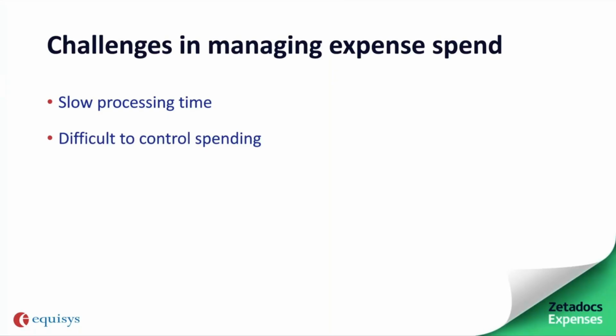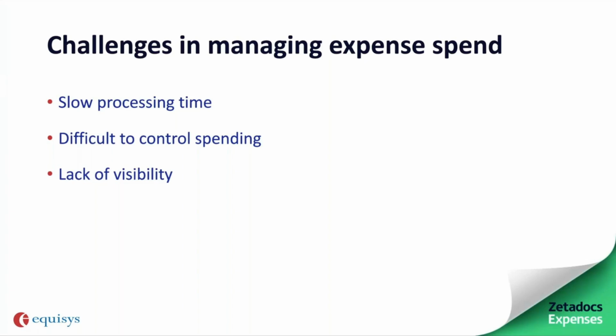Second, ensuring compliance with spending policies and regulations is challenging when managing expenditure manually. Without automated systems in place, it's harder to enforce spending limits, monitor policy adherence, and prevent unauthorized spending.